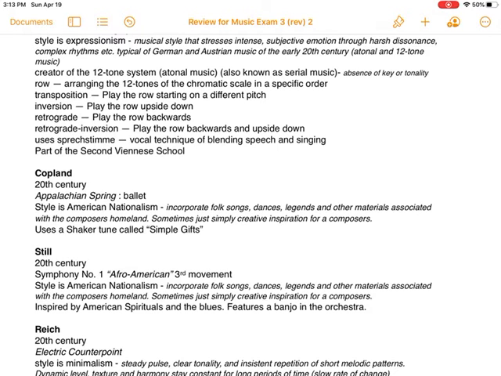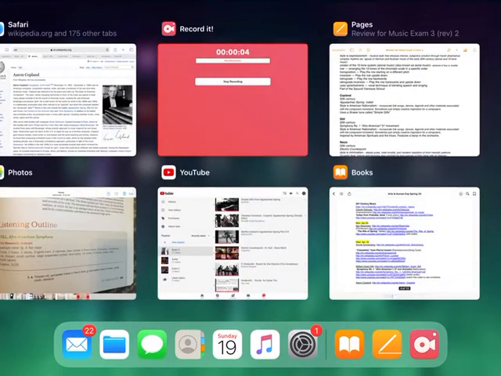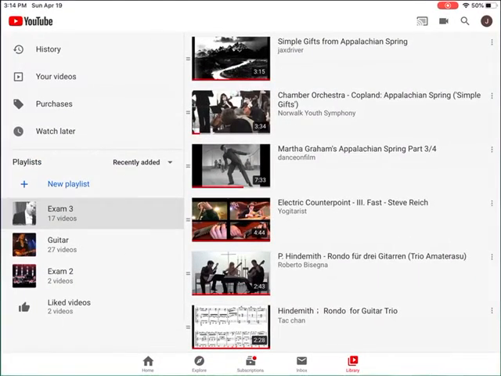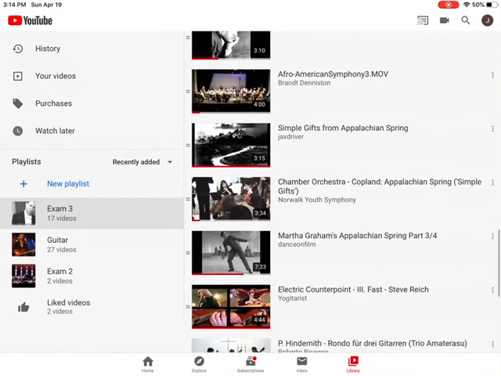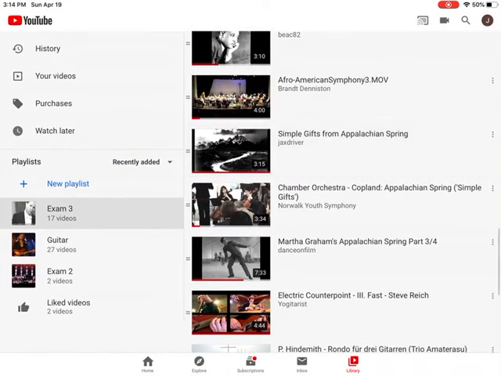And I bet when I play this for you, you're going to recognize the melody. Simple Gifts. So I'm going to do this first. I'm going to play just a little bit of Copland's, not the whole piece.